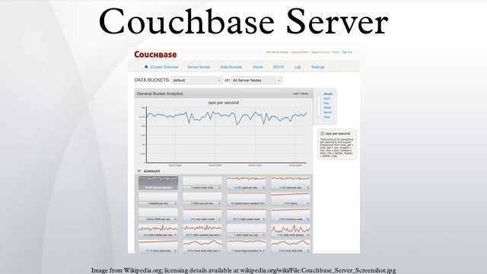In the parlance of Eric Brewer's CAP theorem, Couchbase is a CP-type system, meaning it provides consistency and partition tolerance. However, Couchbase Server can be set up as an AP system with multiple clusters using XDCR.